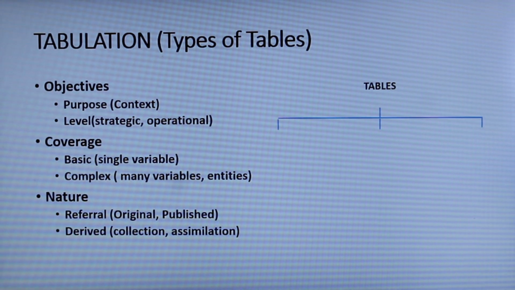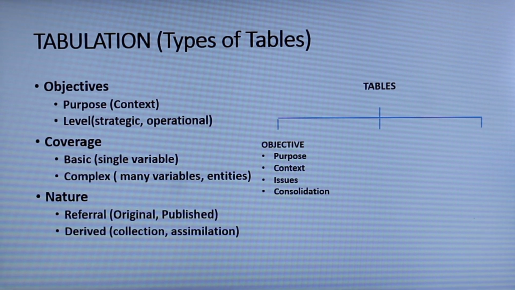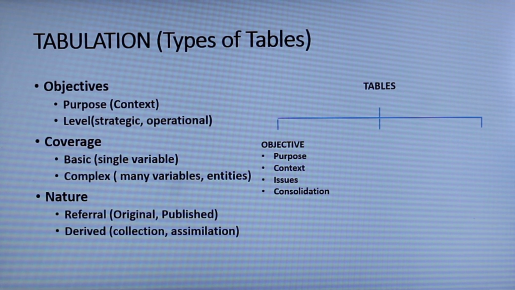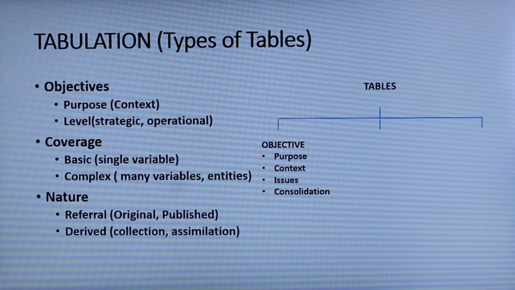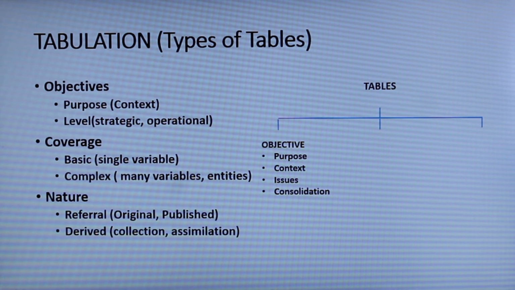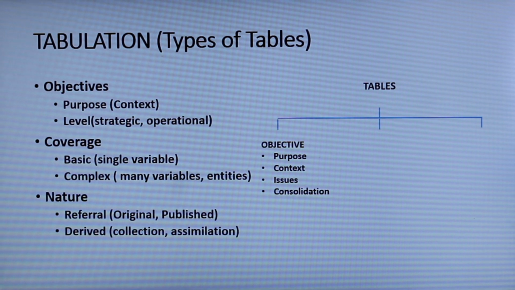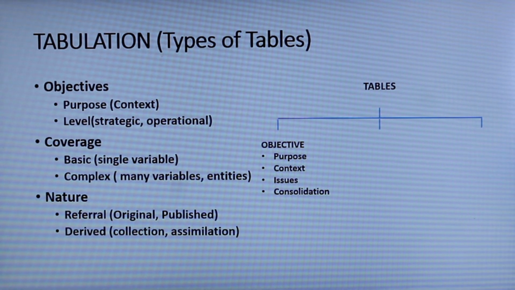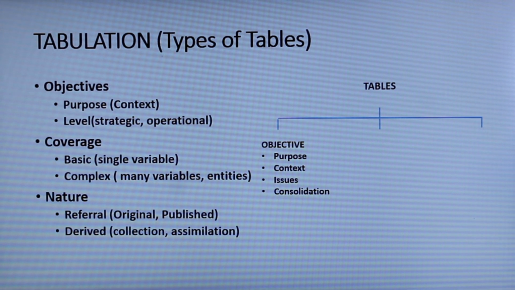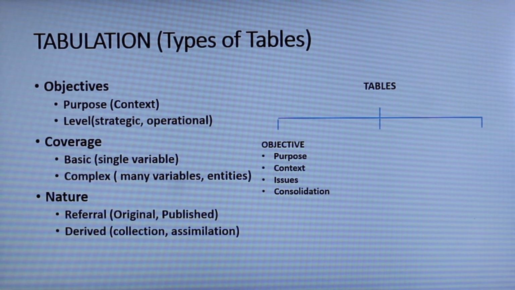Under objective, it depends on the context, the purpose, and the level, whether you are going to make the table for a strategic level or at an operational level. Operational level would mean more of data, whereas at a strategic level you need summarized form. Suppose you are in a corporate presentation and the directors would like to know the summary. They are not interested in the specific operational level data.